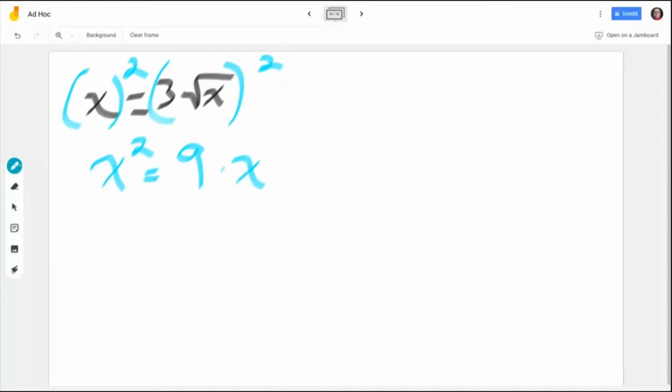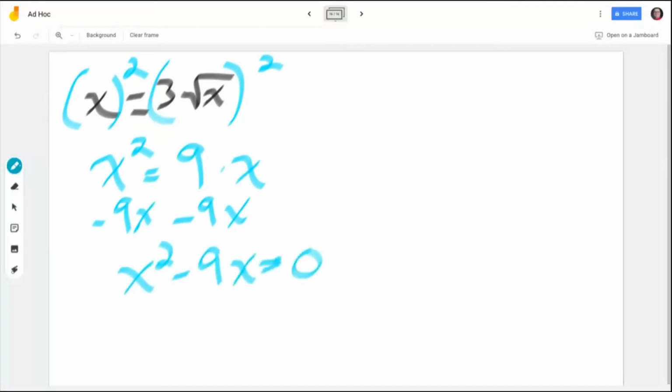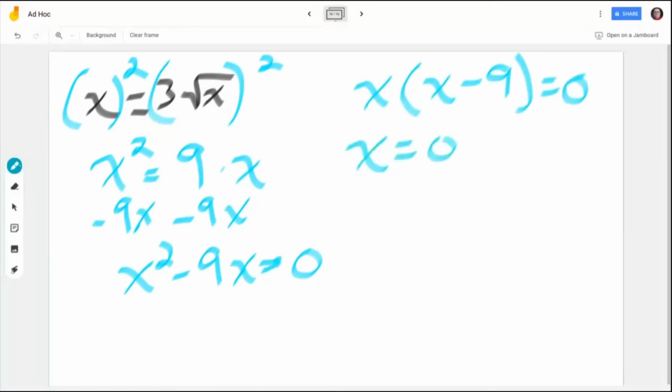And so what I would do here is I want to get one side equal to 0. I'm going to subtract 9x from both sides. We'll get x squared minus 9x is equal to 0. And I'm going to factor an x out. I've got x in this term, x in this term. Let's factor that out. x times x minus 9 is equal to 0. And so that gives me a solution of x is equal to 0 and x is equal to 9.